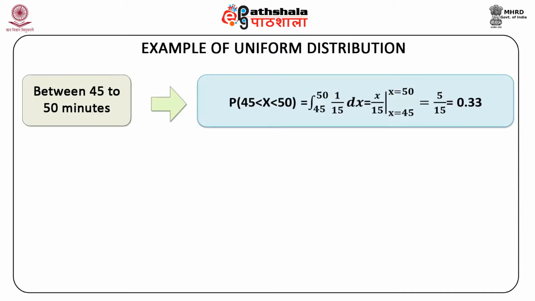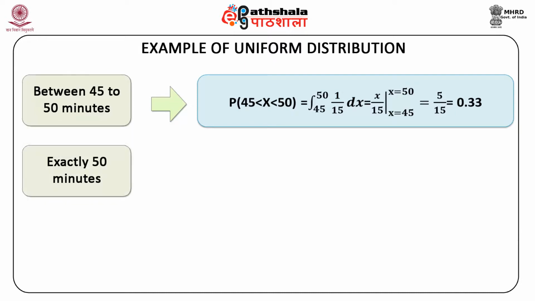Between 45 to 50 minutes. So the probability that x lies between 45 and 50 is equal to the integral from 45 to 50 of 1 divided by 15 dx, which is equal to x divided by 15, where x is equal to 45 and x is equal to 50, which is equal to 5 divided by 15, which is equal to 0.33.